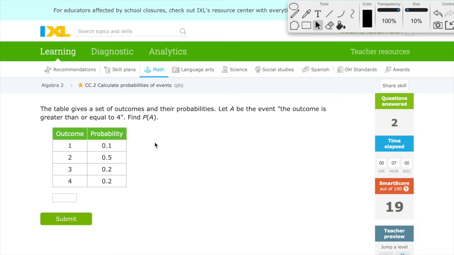Okay, they're going to ask essentially the same thing with different events happening. So this time, the outcome is greater than or equal to 4. 1 is not greater than or equal to 4, so not that one. 2 is not greater or equal to 4. 3 is not greater than or equal to 4. 4 is not greater, but it is equal, so we're going to use this one. We don't even have to do any addition right here. That's the only thing. We just type that in, 0.2.